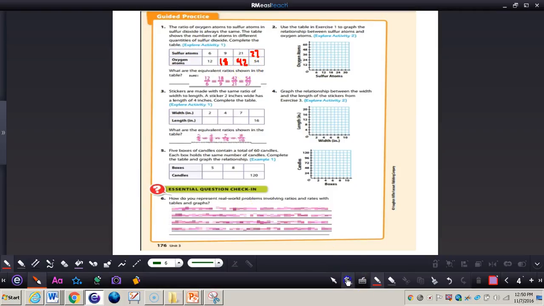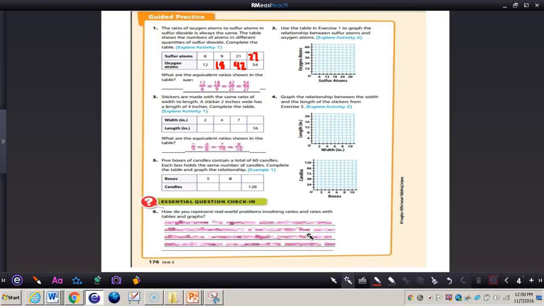So let's take a look at the essential question number 6. We'll go over this. It says, how do you represent real-world problems involving ratios and rates with tables and graphs? And we can see with this that find equivalent ratios and rates to make a table with different amounts of each quantity. Then use the table columns to make ordered pairs, graph the ordered pairs, and if it makes sense, connect the points with a line as well. So that would answer that essential question there on page 176.